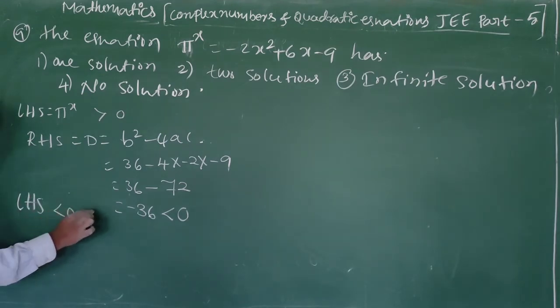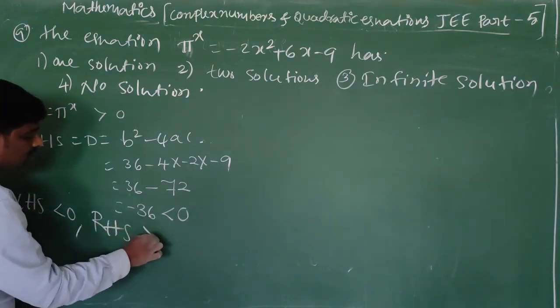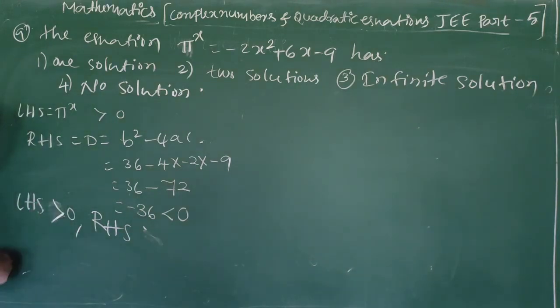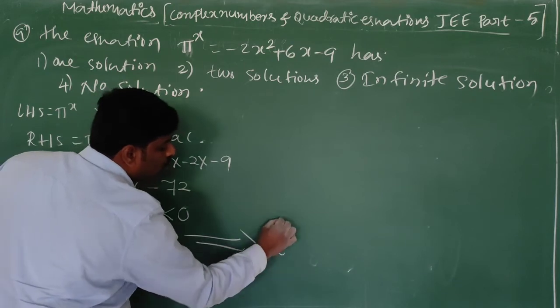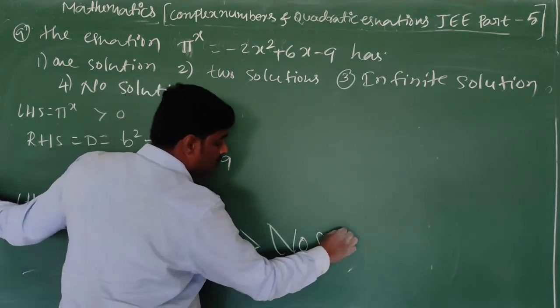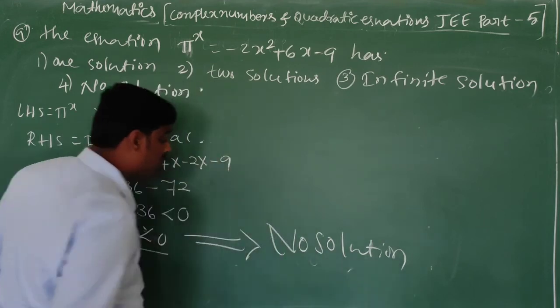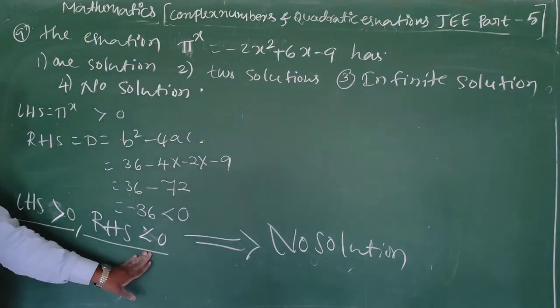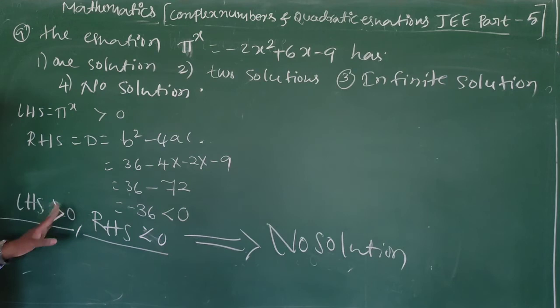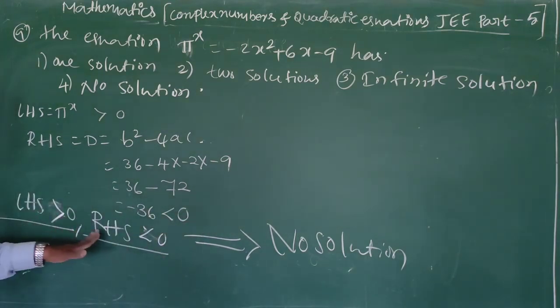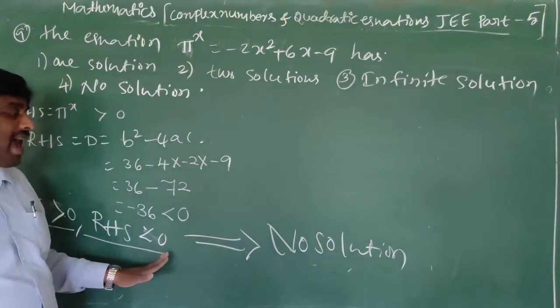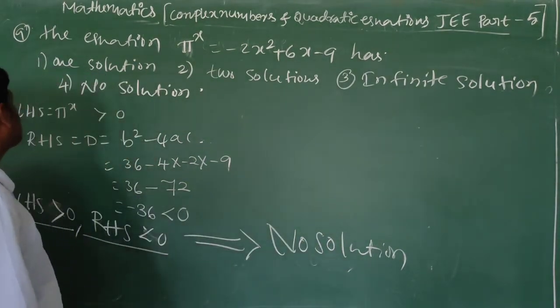LHS is greater than 0, RHS is less than 0. This becomes what? No solution. So both greater than 0 means it has a solution. Both less than 0 means it has a solution. But LHS is greater than 0 and RHS is less than 0, so it has no solution.